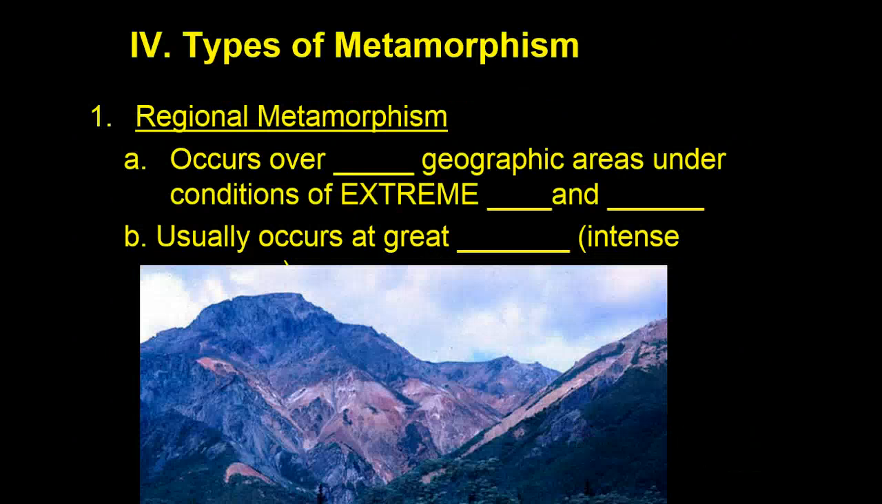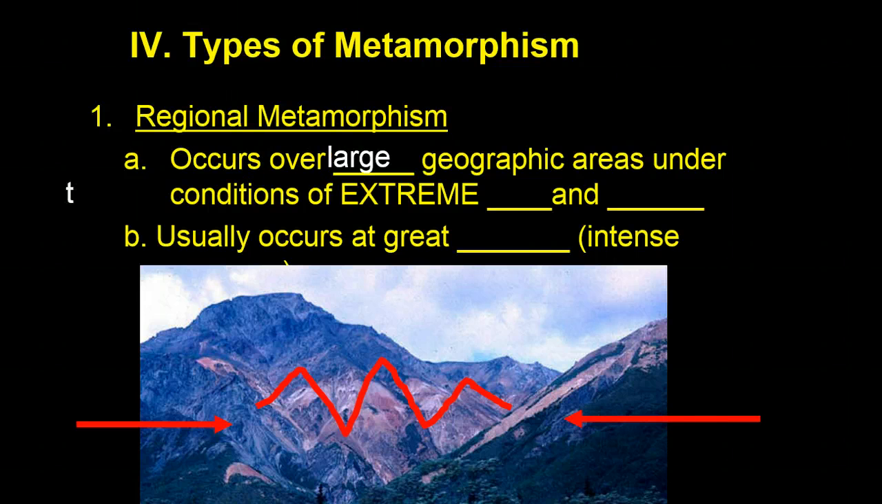So there are two different types of metamorphism. First, we'll look at regional metamorphism. Regional metamorphism occurs over a large geographic area, and it's under extreme conditions of heat and pressure. It usually occurs at great depths. So what you need to recognize here is this is occurring over a very large space, as in mountains, and it's related to mountain building events that cause the heat and pressure of the rocks that are being moved and forced upwards.